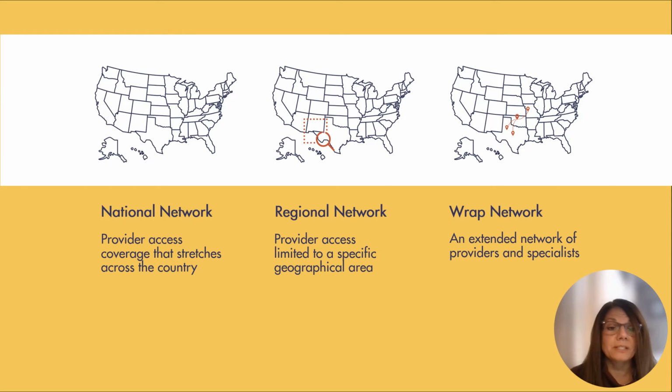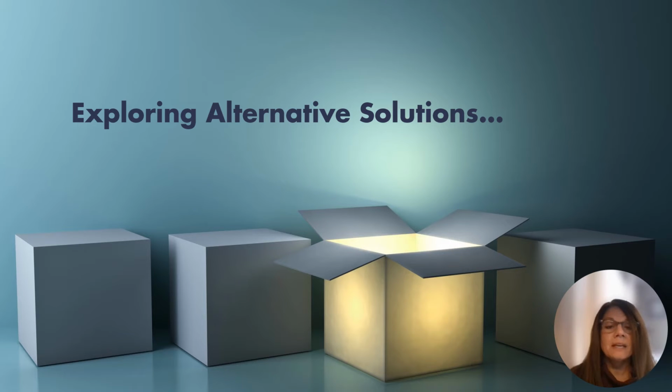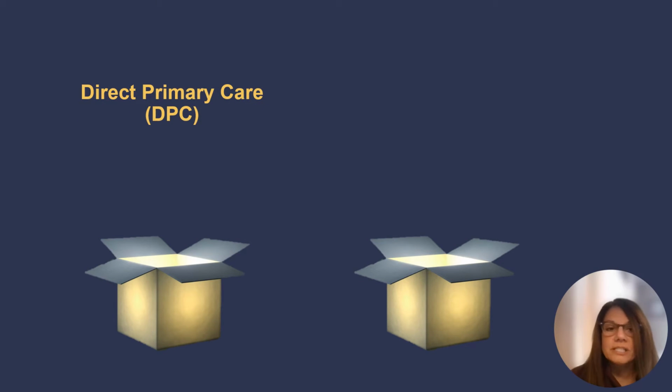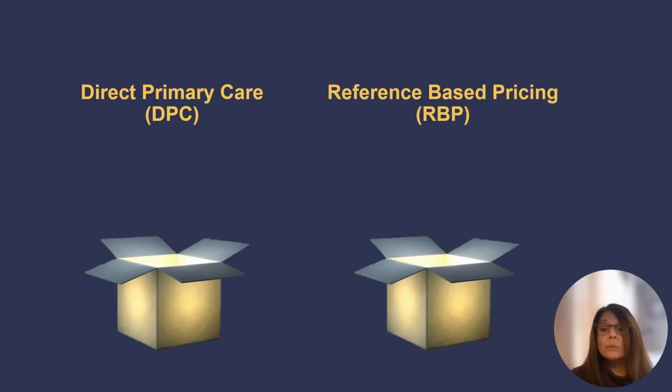But there are more options. And they're newer, but not totally new, but just another option to consider from something that we would consider very traditional in those national or regional network options. And that's direct primary care, or DPC, or reference-based pricing, or RBP. And both of them function very differently.